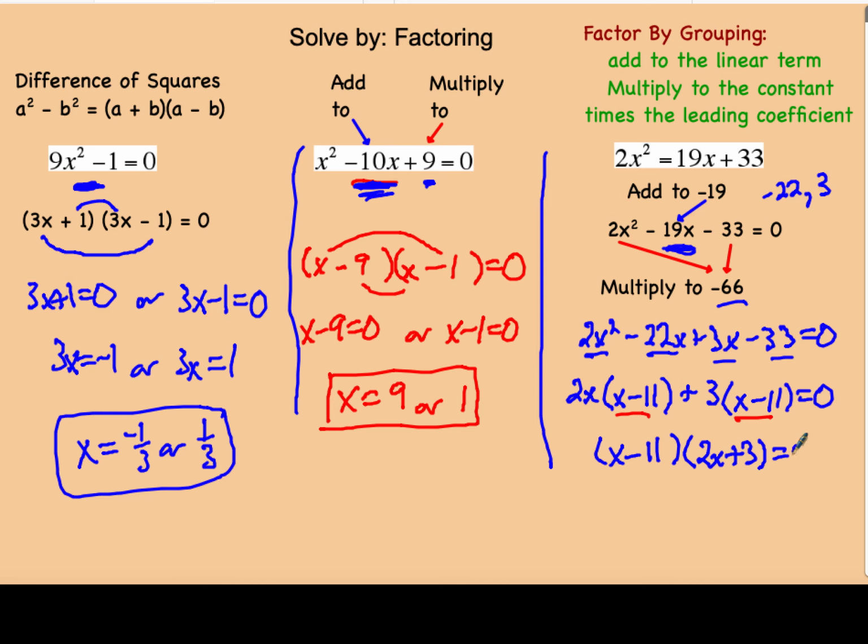equal to 0. And if we split it and solve it, x minus 11 equals 0 means x could equal 11. And 2x plus 3, well, if I subtract the 3, that's going to be 2x equals negative 3, which means x could be negative 1.5 if we divide both sides by 2. And I believe those are my two answers.